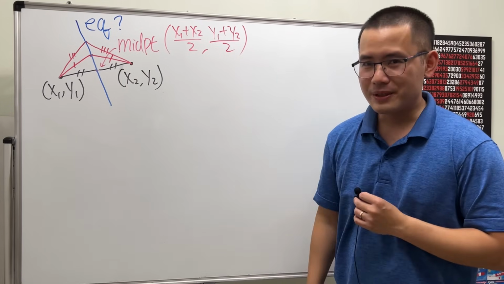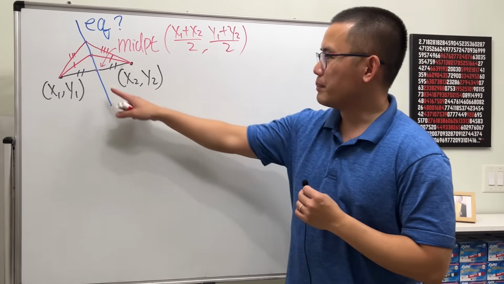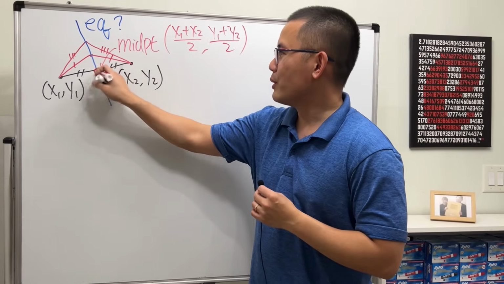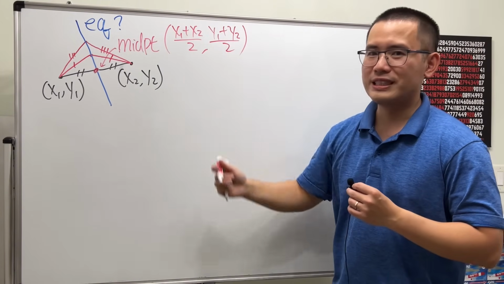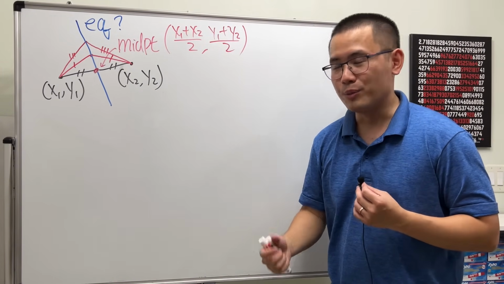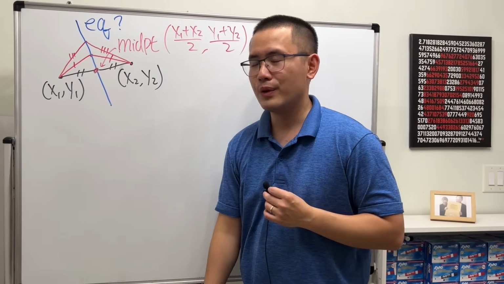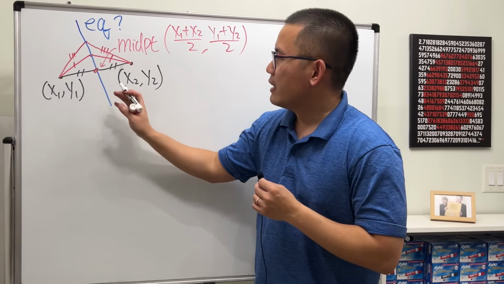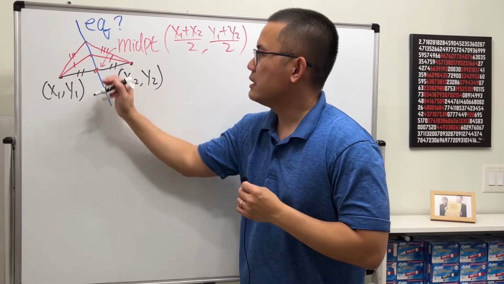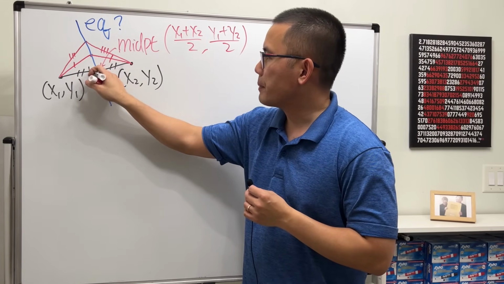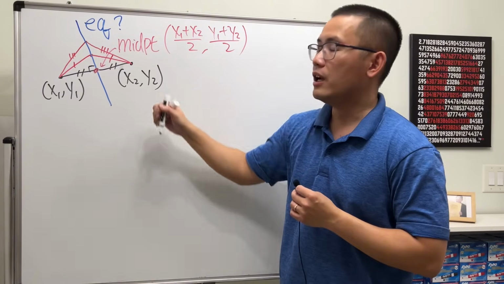So now, how do we do it? First, we need a point. We have a point already. That's the midpoint. We can use that. Now, we need a slope. The slope of the blue line. Well, how can we do that? Well, here's a fact. In order for this line to happen, this line must be perpendicular to the given line.